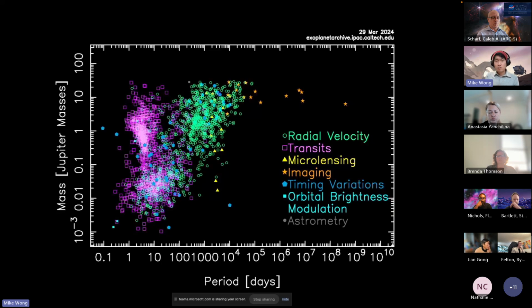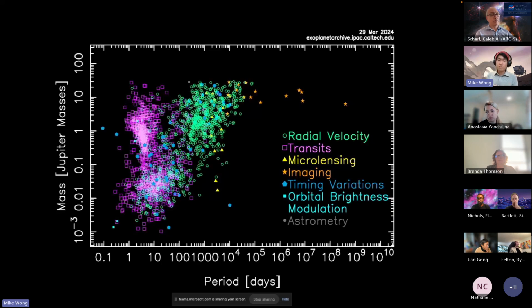So the radial velocity technique is just when we infer the exoplanet's existence by the gravitational tug that it exerts on its host star. And the transit technique is when we notice the star's light dim periodically because the exoplanet has transited in front of it, as seen from our perspective on Earth.